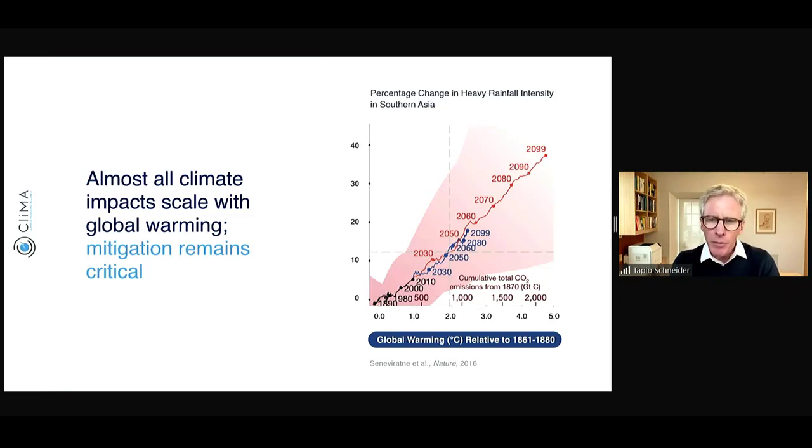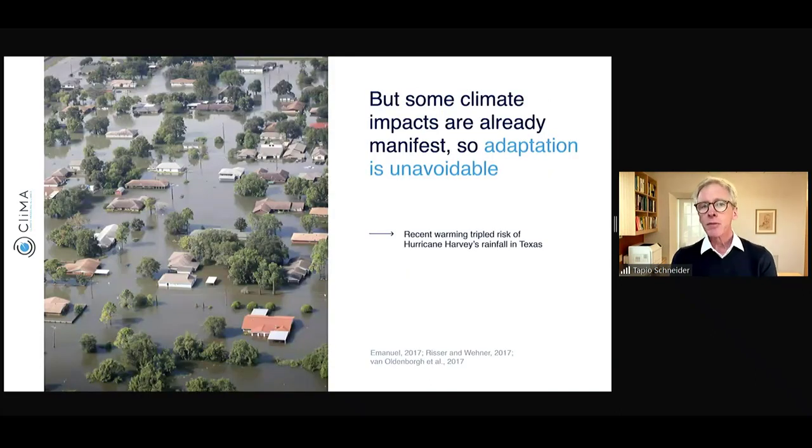Here's just one example from a paper by Sonia Seneviratne. It shows the percentage change in heavy rainfall in the South Asian monsoon region, and you see that percentage change scales with the global mean warming. One consequence is that mitigation remains critical. It remains critical to reduce the global mean warming as much as we can. But the corollary is adaptation will be unavoidable.